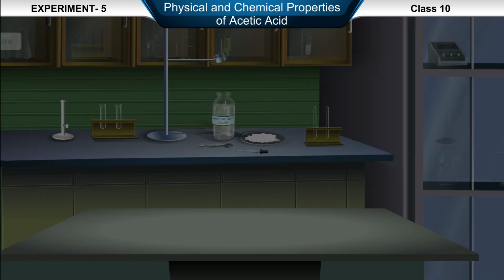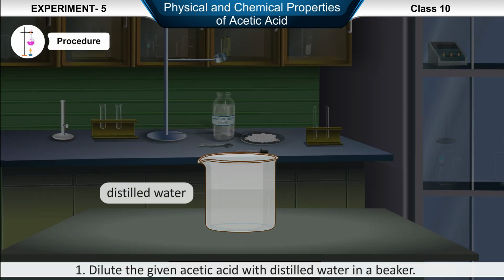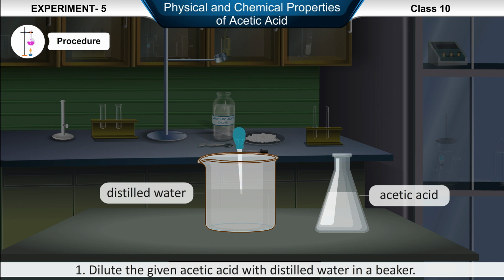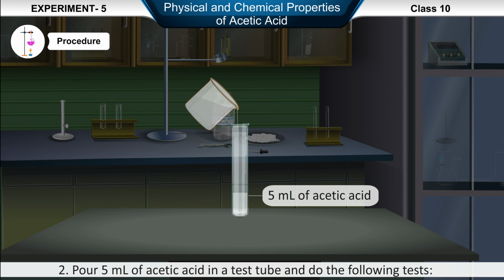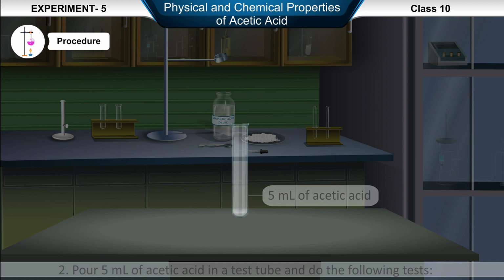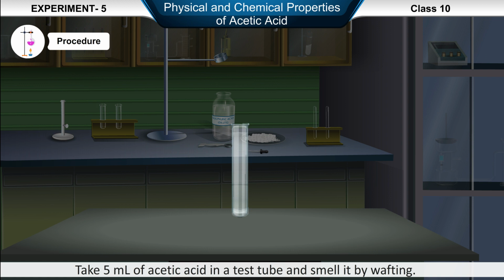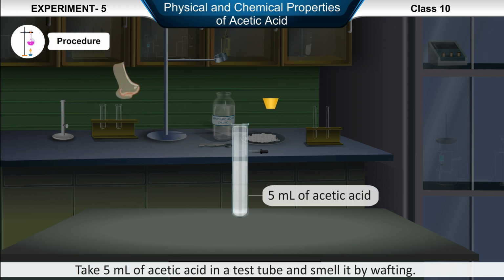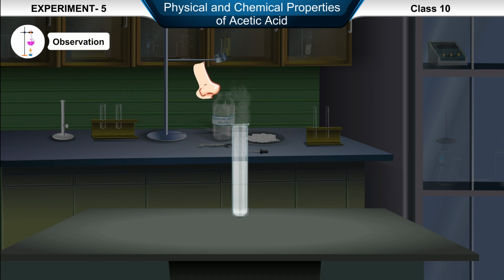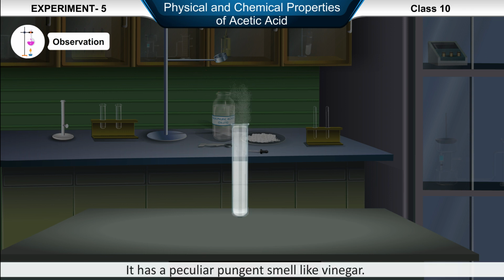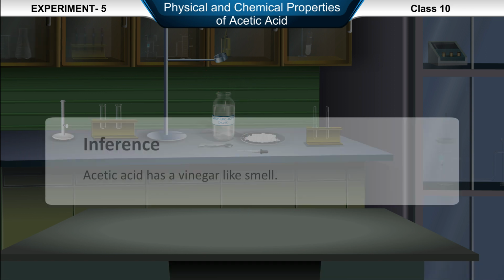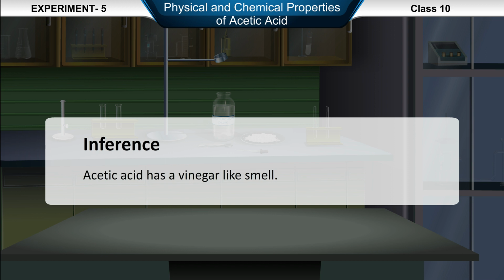Procedure. 1. Dilute the given acetic acid with distilled water in a beaker. 2. Pour 5 ml of acetic acid in a test tube and do the following tests. Test 1. Odor. Take 5 ml of acetic acid in a test tube and smell it by wafting. Observation. It has a peculiar pungent smell like vinegar. Inference. Acetic acid has a vinegar-like smell.